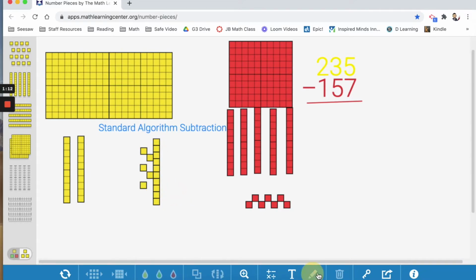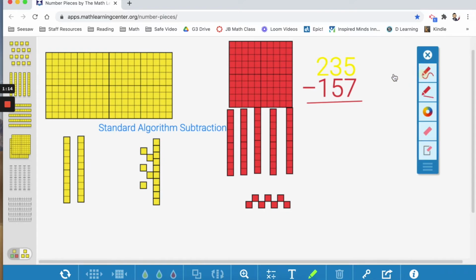Now when I do that on my paper and pencil, it will look like this. I had 3 10s, now I only have 2. So I'm going to cross out the 3 here, and I'm going to write a 2 above it because that's how many 10s I have left in 235. I'm going to cross out the 5 because I don't really have 5 1s left. I now have 15, and I'm going to make that 15.